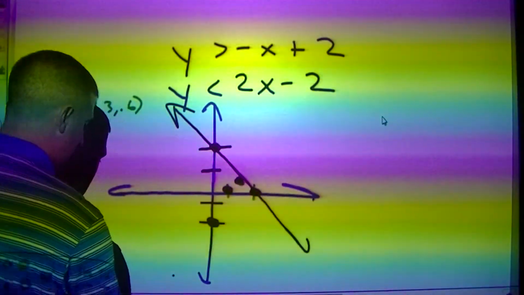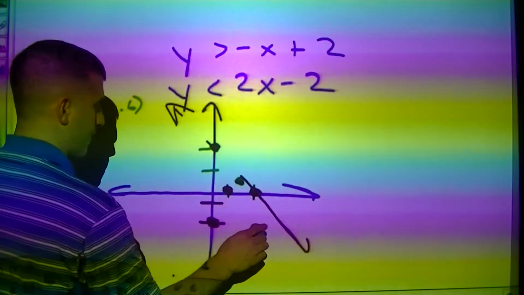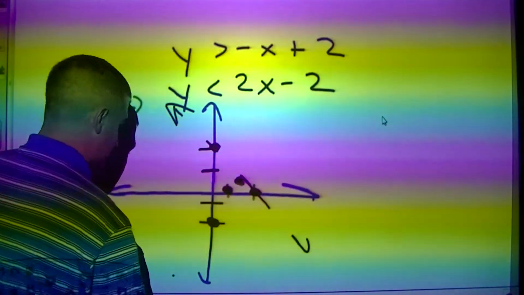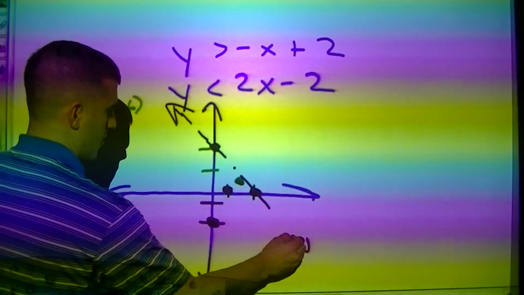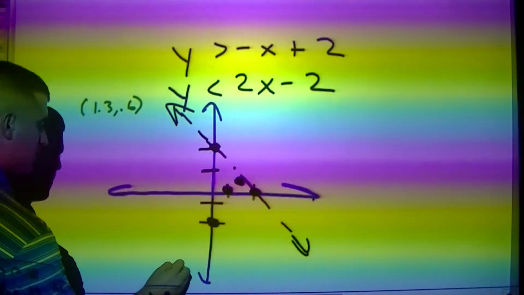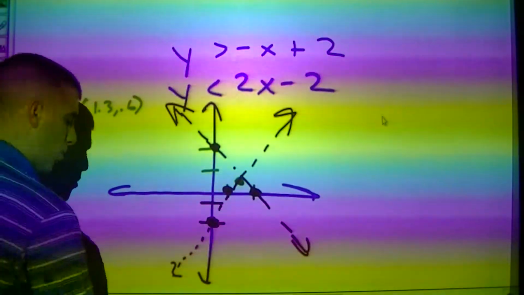Now, I made a mistake here. This line needs to be dashed. Let me fix that one real quick. That's got to be a dashed line. Same thing with this one, it's got to be a dashed line. Notice how it goes through my little green point there.